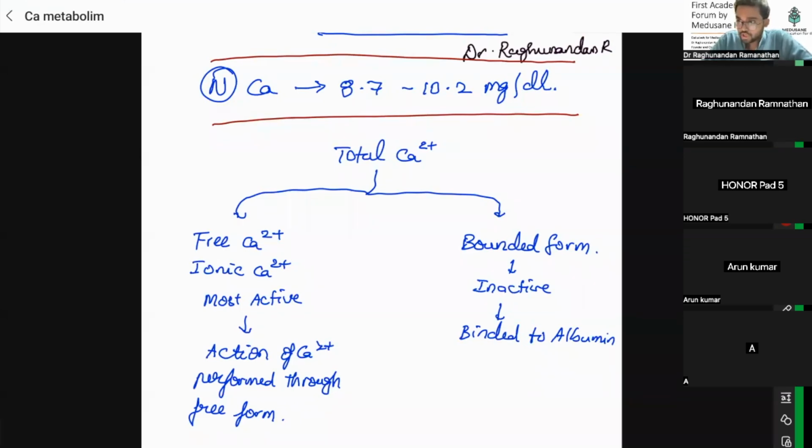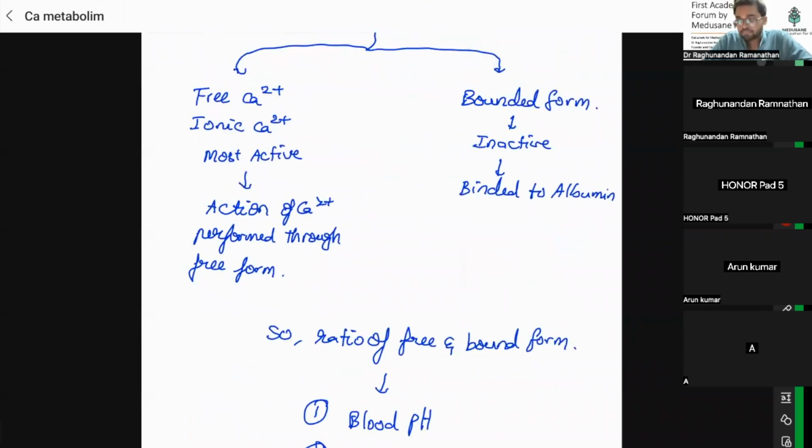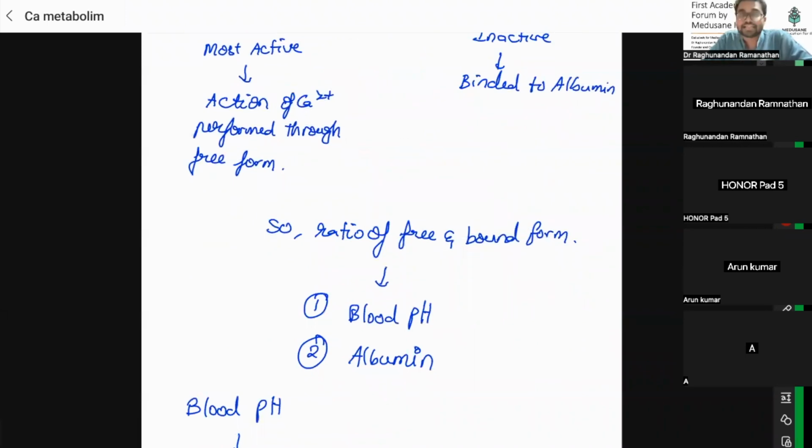Clear? Okay, so now coming back to the bounded form, what it is bound to is the next important thing. This is going to be bound with albumin. So you have the free form and the bounded form. The free form is the one which is going to perform its action. The bounded form is not going to perform its action. Then how much is ionized, how much is in the bounded form, and which is going to be complexed with anions, that we need to know next.